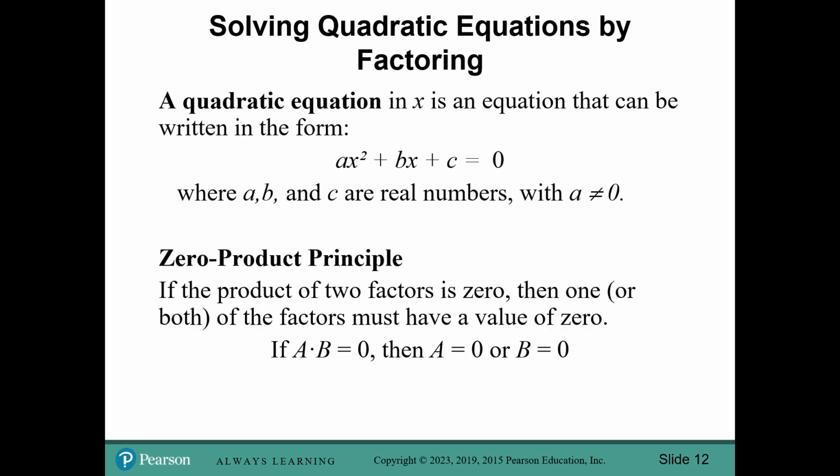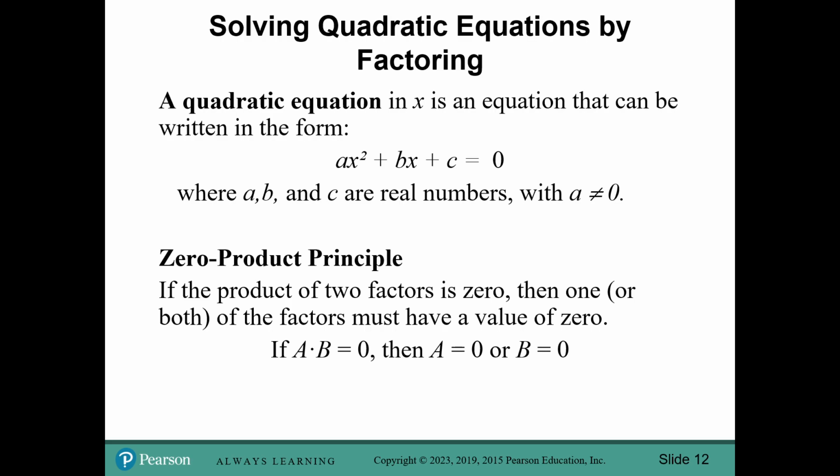Okay. So, solving a quadratic equation by factoring. A quadratic equation in x is an equation that can be written in the form ax squared plus bx plus c equals 0, where a, b, and c are real numbers with a not equal to 0. The zero product principle states that if the product of two factors is 0, then one or both of the factors must have a value of 0.